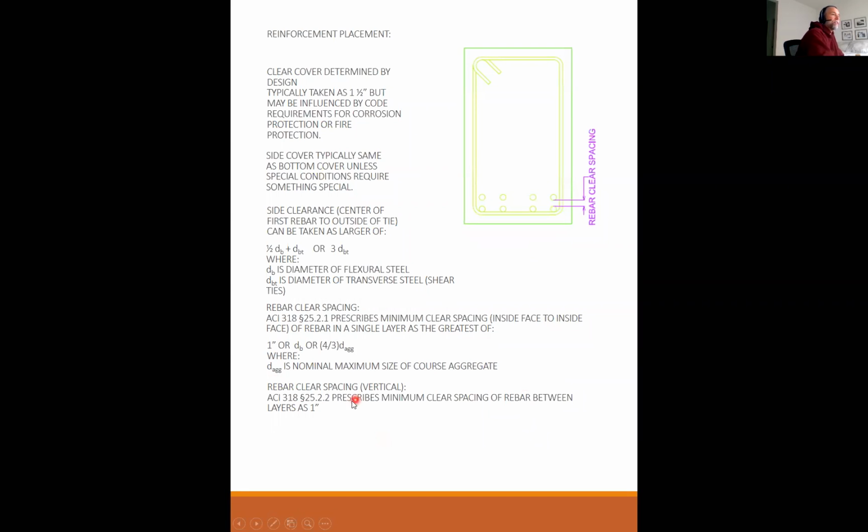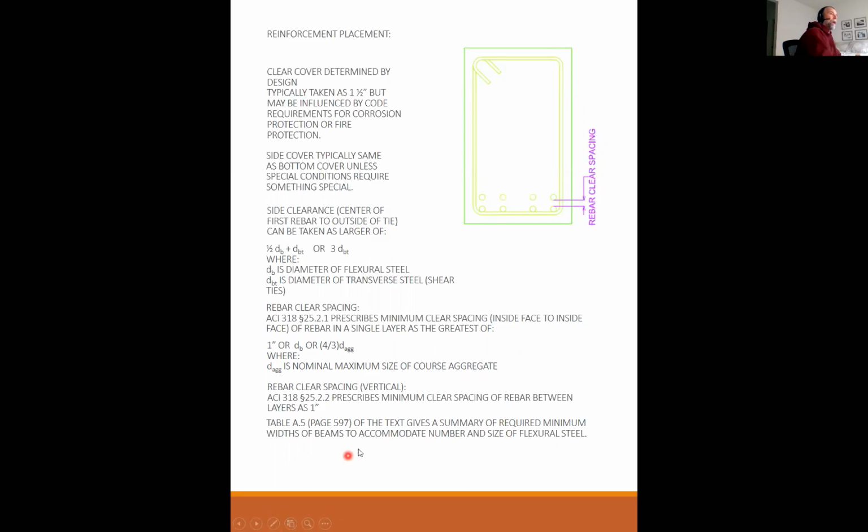Rebar clear spacing, vertical: ACI 25.2.2 prescribes the minimum clear spacing of rebar between layers as just 1 inch. ACI also says you have to stack your rebar one on top of each other if you have multiple rows, because you don't want the aggregates getting hung up on the rebar and not making it to the bottom of the beam.